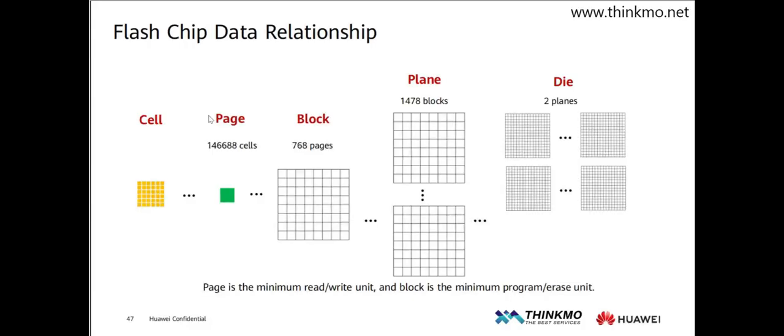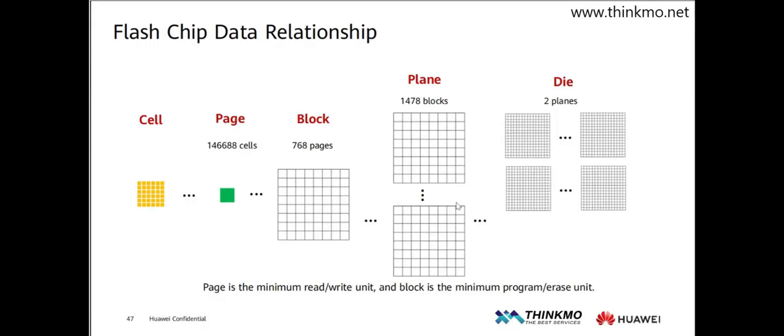Going up one level, 1478 blocks can form a plane. A complete flash chip is mainly composed of two areas. One area stores blocks with odd numbers, and the other stores blocks with even numbers. In the end, there are two planes. Pay attention, there are two. One records odd numbers, and the other records even numbers, divided into two parts.